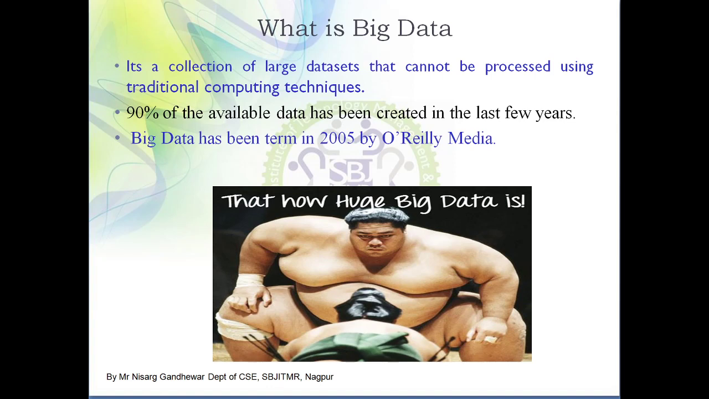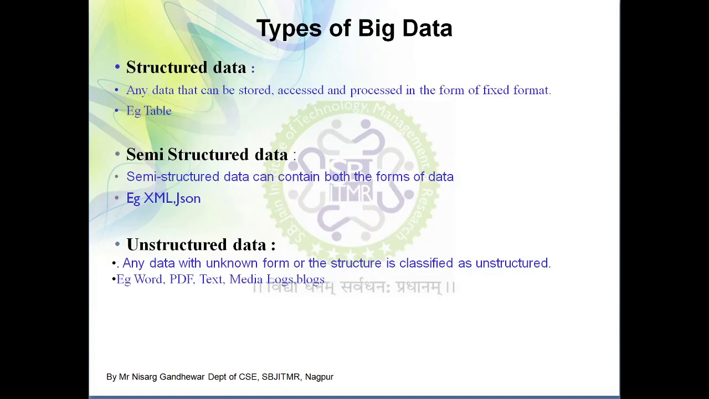So this is what big data is. In short, you need to remember, it's a huge amount of data. Now the next topic is, what are the types of big data. Majorly there are three types of big data. One is structured data, second is semi-structured data, and third is unstructured data. Yesterday I gave some outline about that, but today I am going to discuss in detail.